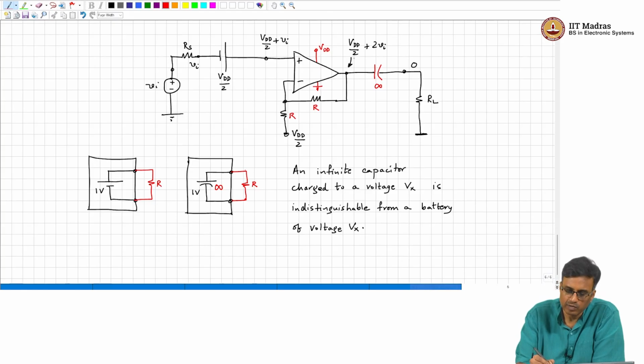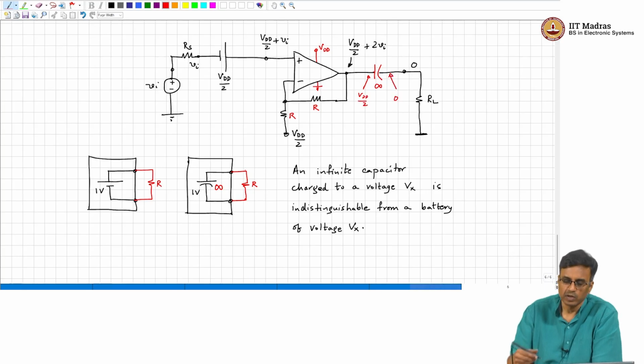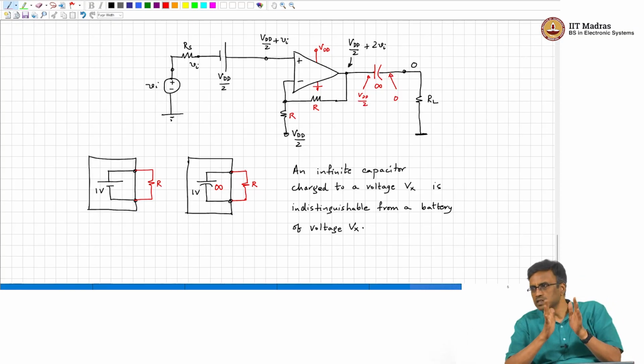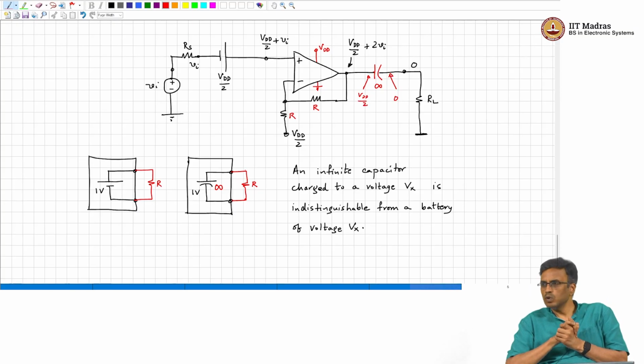Because this voltage is VDD by 2 when the input is 0, the left plate is at VDD by 2 and the right plate is at 0. So, initially when you turn on the circuit, this capacitor will get charged to a voltage VDD by 2, right, and this is an infinite capacitor.